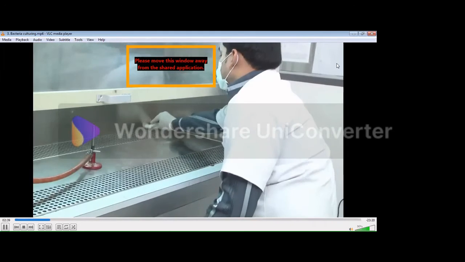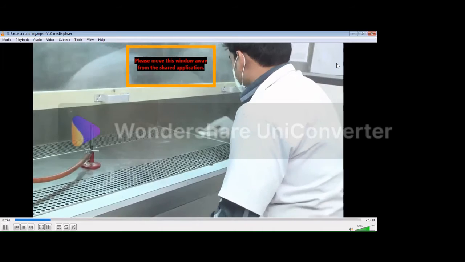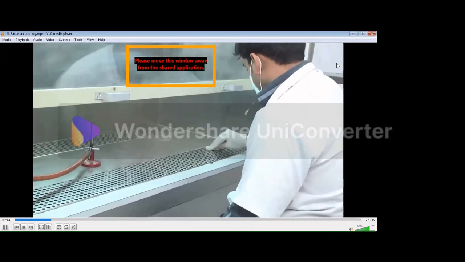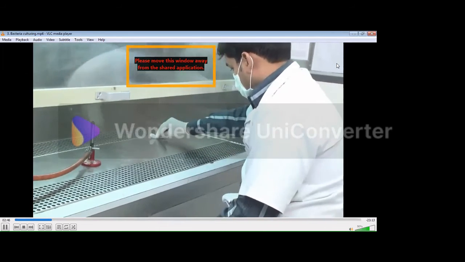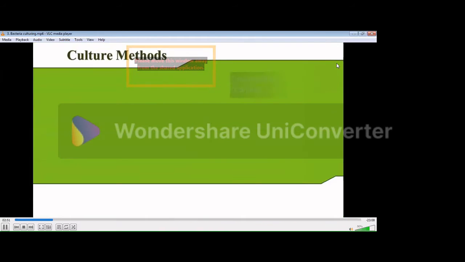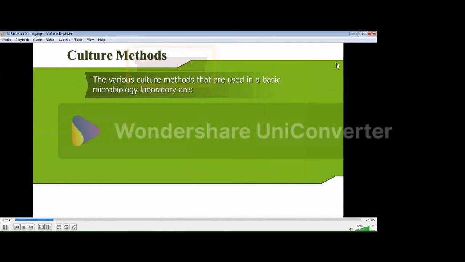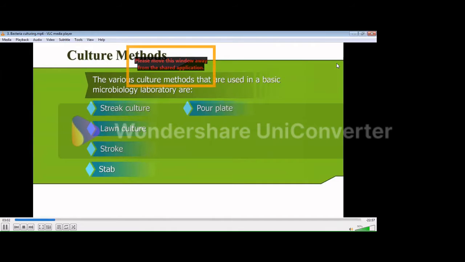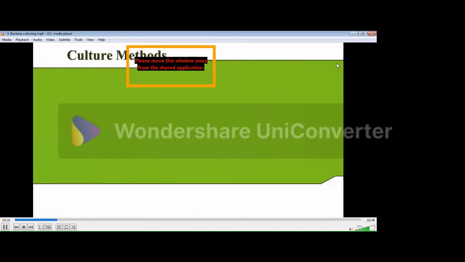Decontaminate the workbench before starting the day's work and after finishing. Use a safety cabinet when working with hazardous pathogens. Culture methods. The various culture methods that are used in a basic microbiology laboratory are streak culture, lawn culture, stroke culture, stab culture, liquid culture, and anaerobic culture methods. In this section, we will only deal with aerobic culture methods.